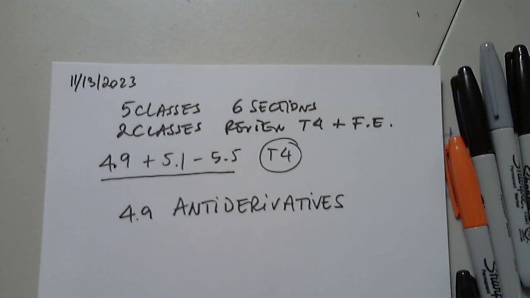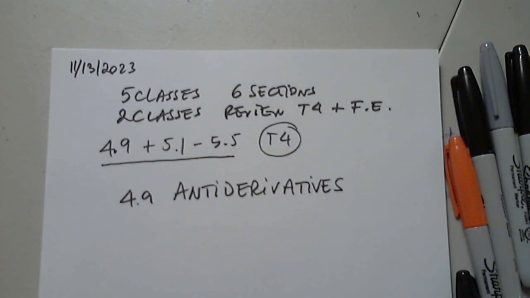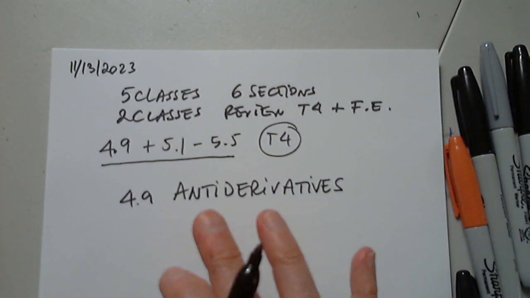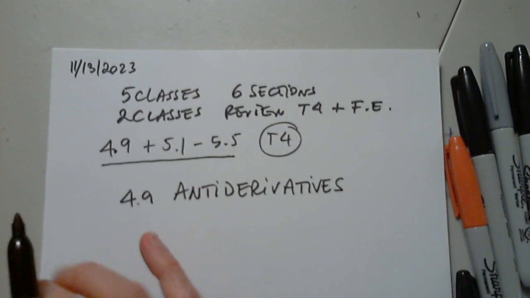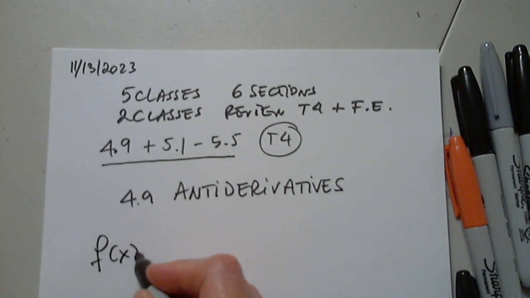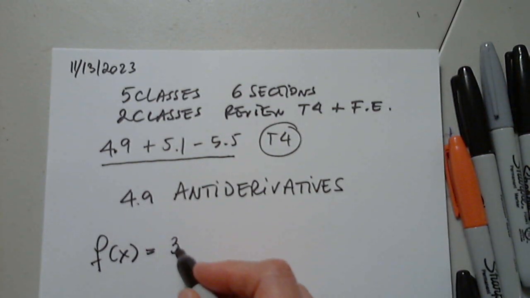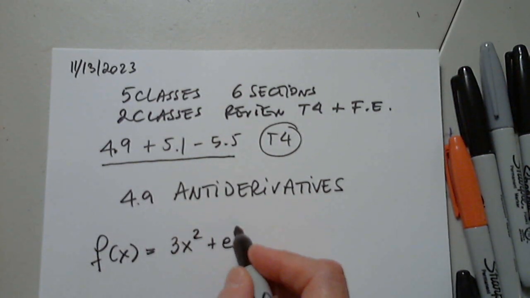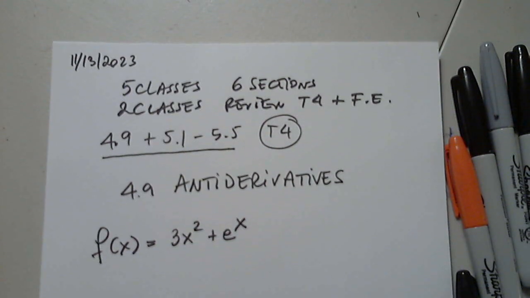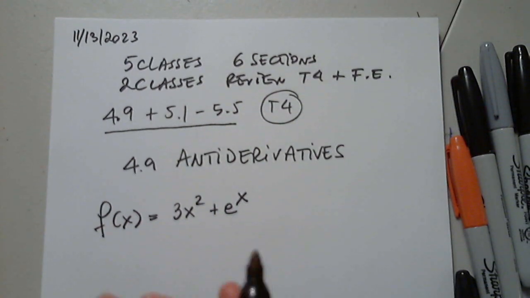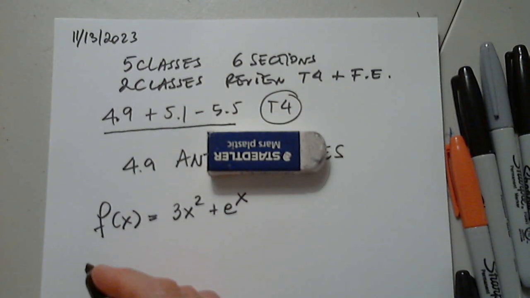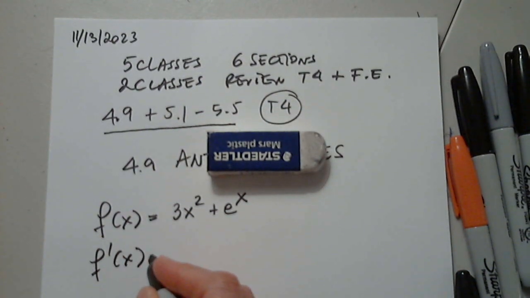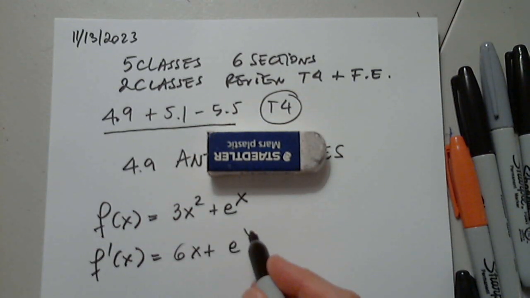Okay. So before I explain what this is, let's take a look at a function. If we're given a function like, let's say, 3x squared plus e to the x, and let's say we're asked to find the derivative, I know you will say 6x plus e to the x.